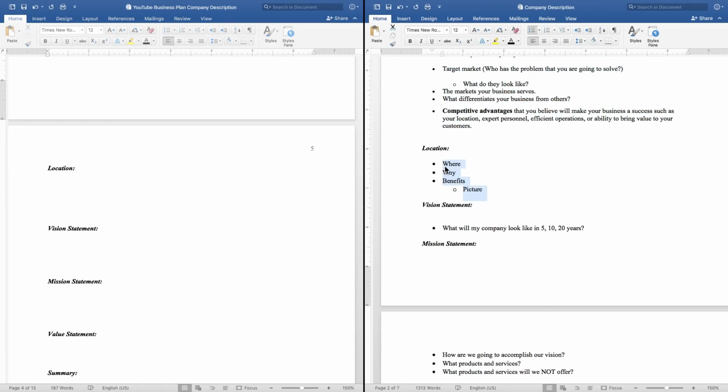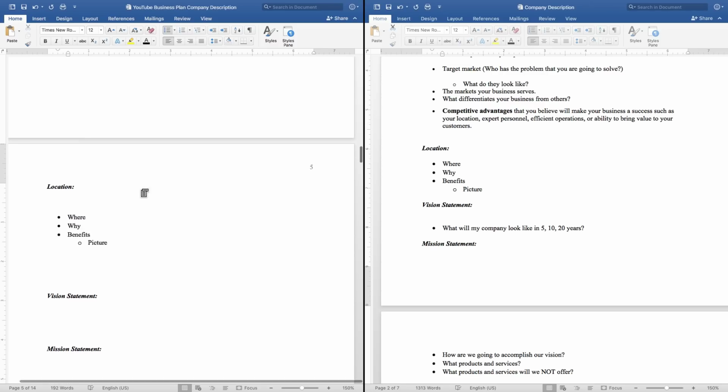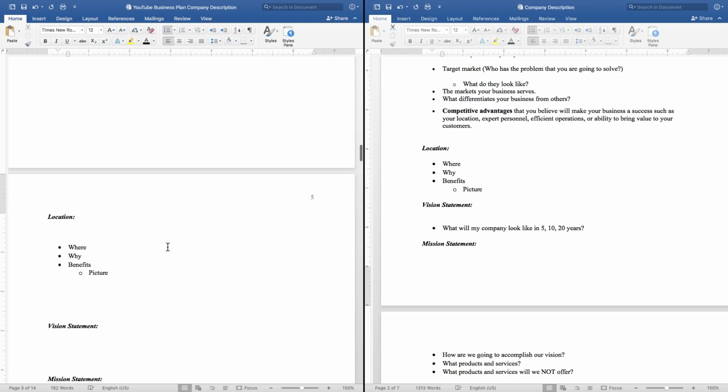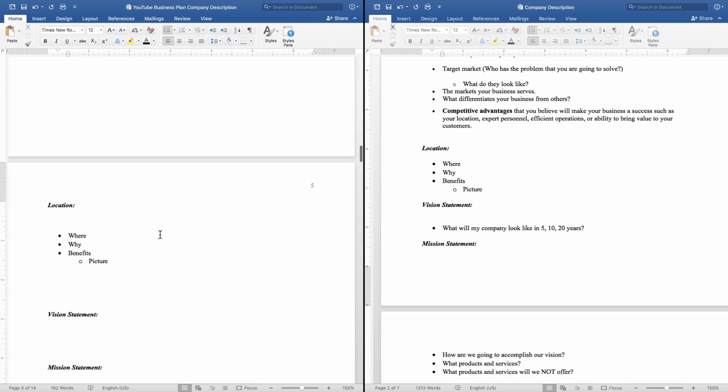Location. The next thing we're going to do is the location. So let's move this template over here. For location, you're going to discuss where you're located. Like I said, up here we touched a little bit on markets your business is going to serve, so we touch on location a little bit, but where are you located? For myself, Orlando, Florida. Why have you chosen this area? Benefits.